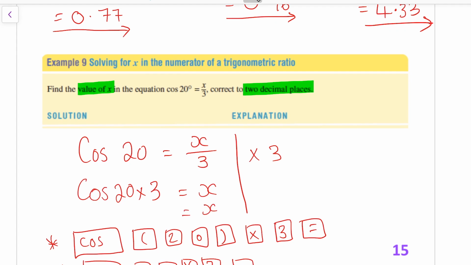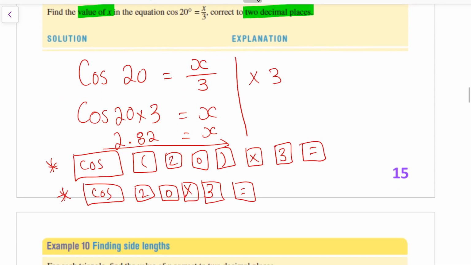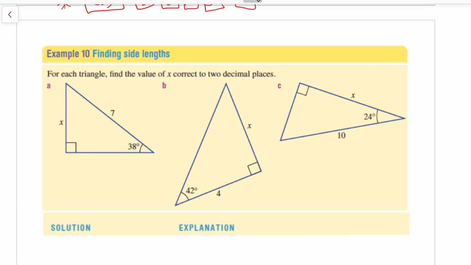So, what does x equal? In this situation, x to 2 decimal places is 2.82. Brilliant. So there's a little refresher on solving equations. Moving on down to the next page, on page number 16.